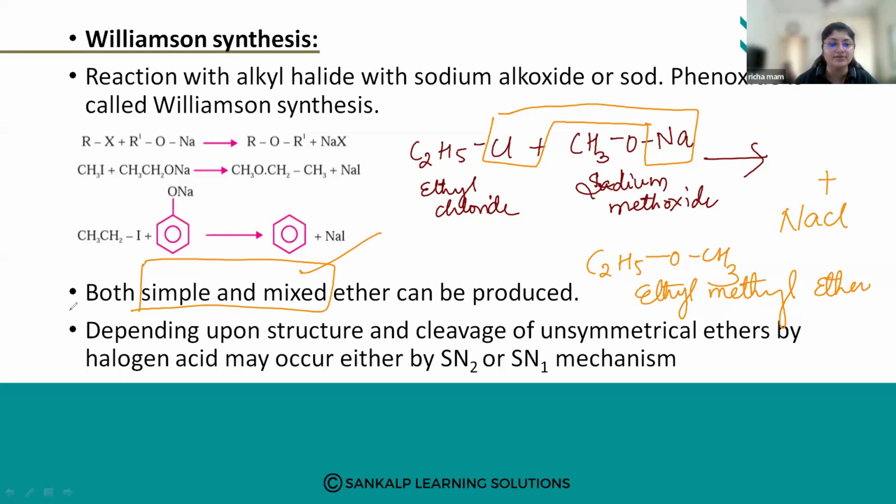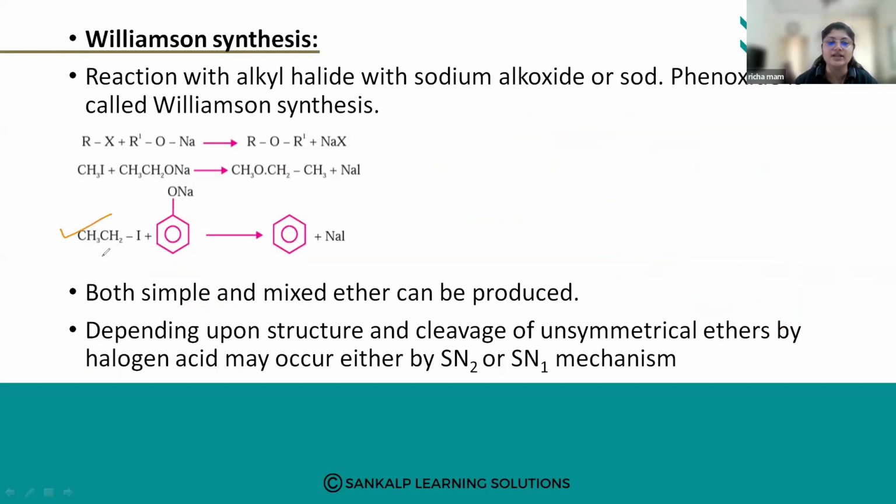One more example. Here you can see CH3CH2I. So this is an ethyl iodide. Ethyl iodide, when it reacts with sodium phenoxide, what do we obtain? Na will combine with X, and you will get OCH2CH3 attached to benzene. So what we got? We got ethyl phenyl ether.